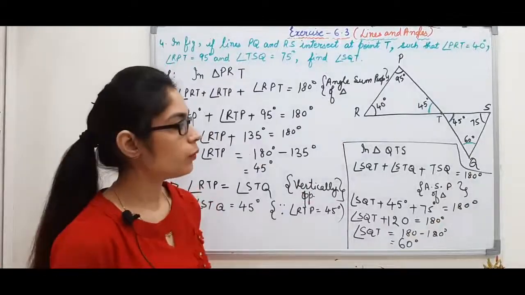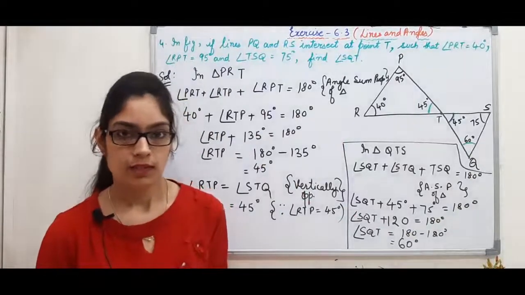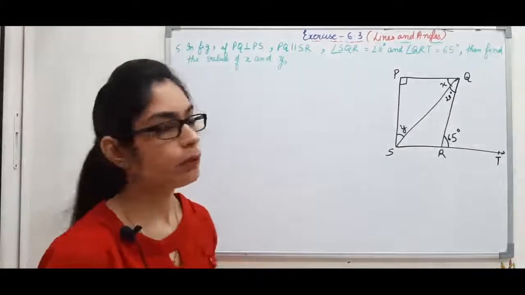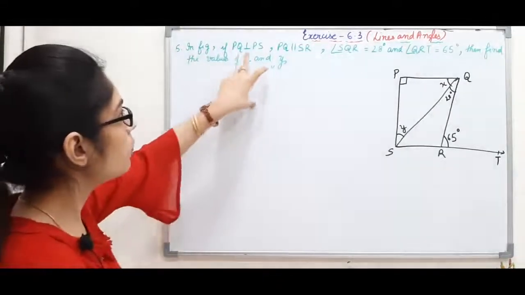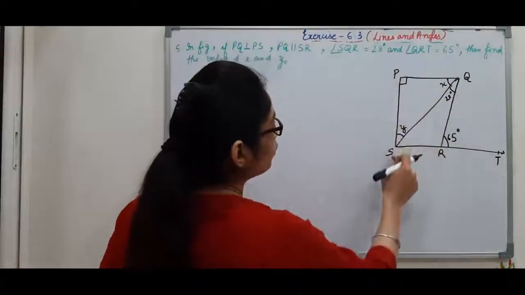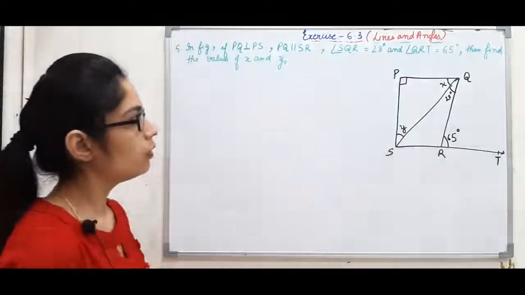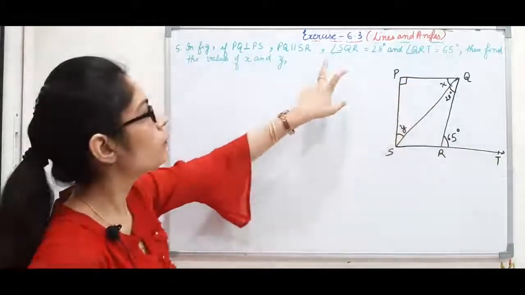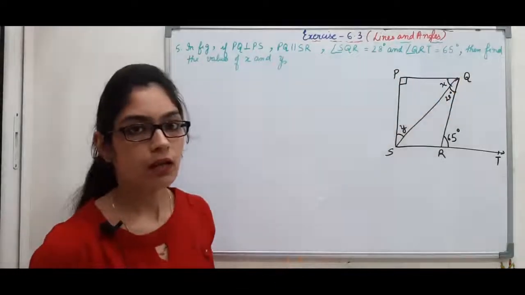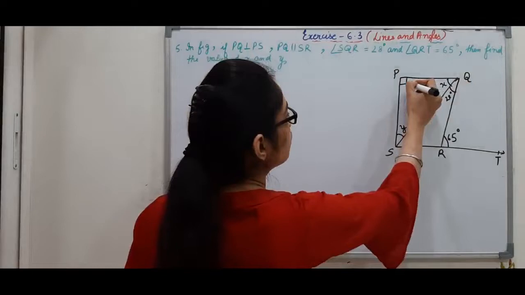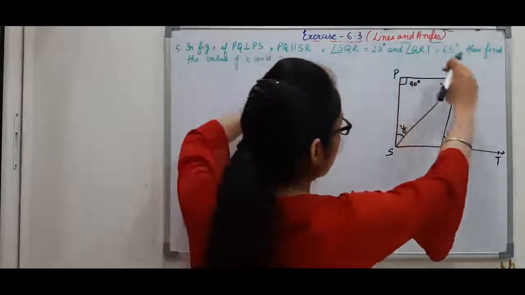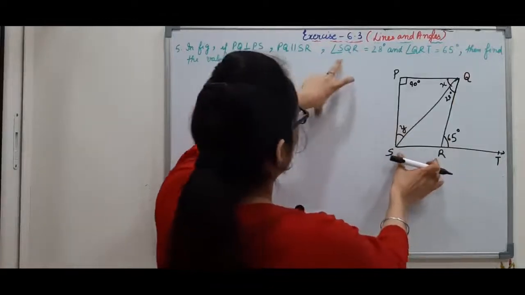So this is what we had to do. Now let's do the next question. In question number 5, this figure is given to us and it's given that PQ is perpendicular to PS. This PQ is perpendicular to PS. The sign of perpendicular is also given to us. Then SQR, so this means it is making an angle of 90 degrees. So here also I'll write 90 degrees. PQ is parallel to SR, this line.